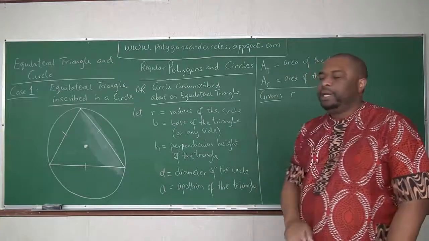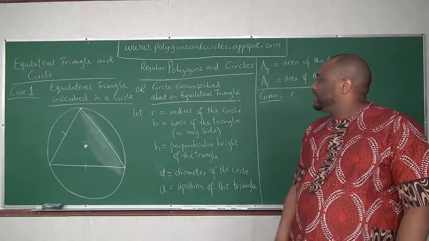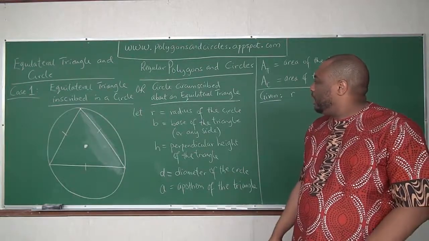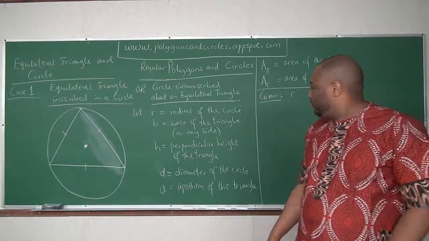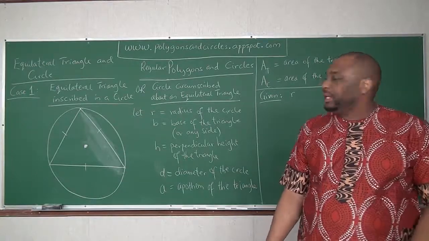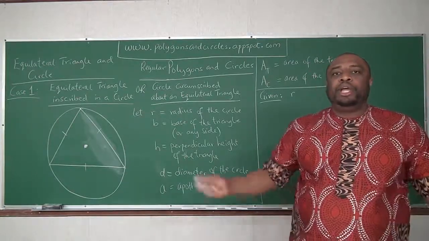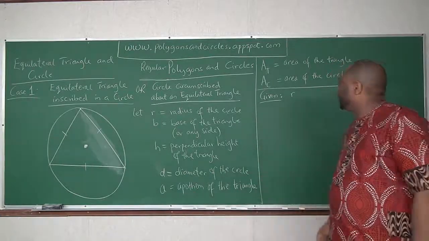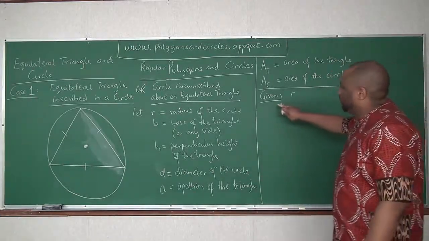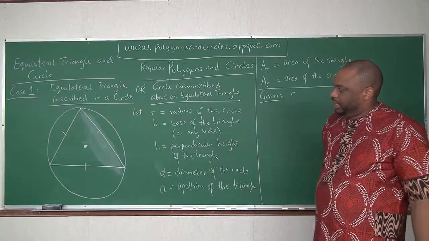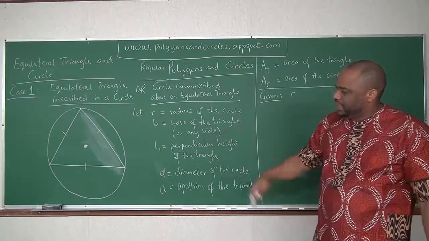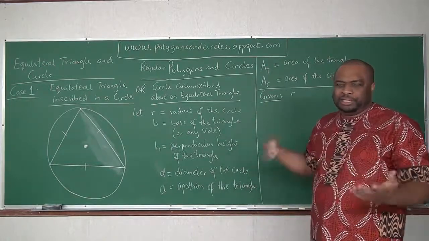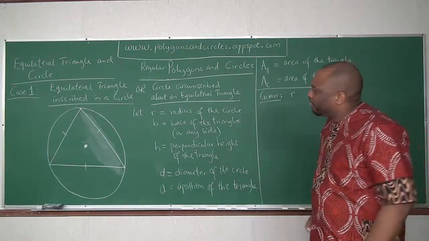They can give you the radius of the circle, the diameter of the circle, the apothem of the triangle, the height of the triangle, or the base of the triangle. You have to find the rest. How do you do that? Okay, so let's assume they give you the radius of the circle. Once you know the formula for it, the rest you can find.